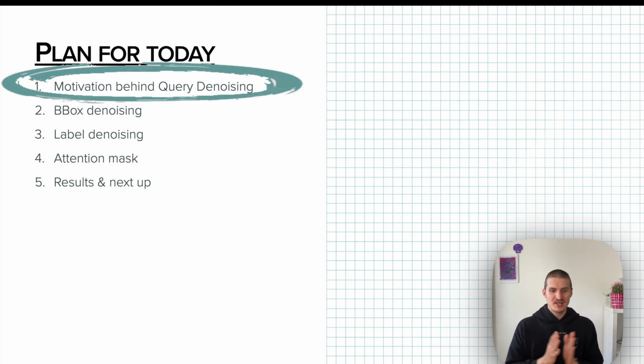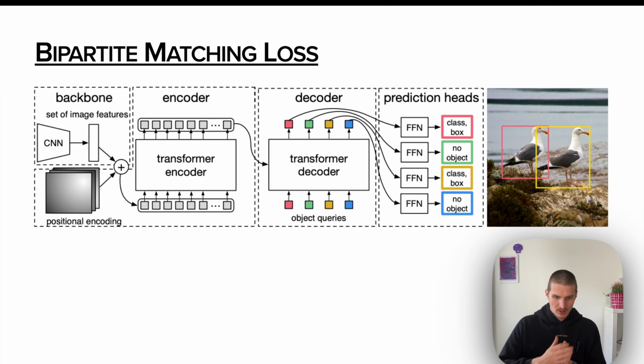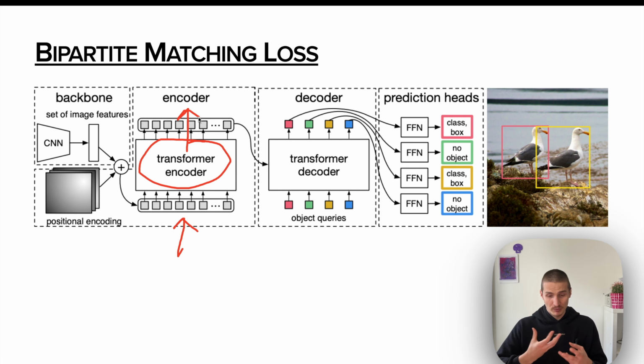Okay, so what is the motivation behind query denoising? This is the reminder of how the original Detr model works. So we start with an image, we feed that into the backbone, then flatten it out and add some positional embeddings to provide the network with the information about the position, which is lost during flattening. Then we pass it through a transformer encoder, which is just a few self-attention layers, and they receive this flattened sequence of image pixels, basically, and output the same flattened sequence, but more refined, more processed.